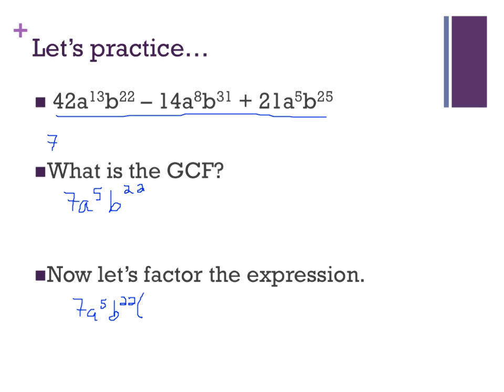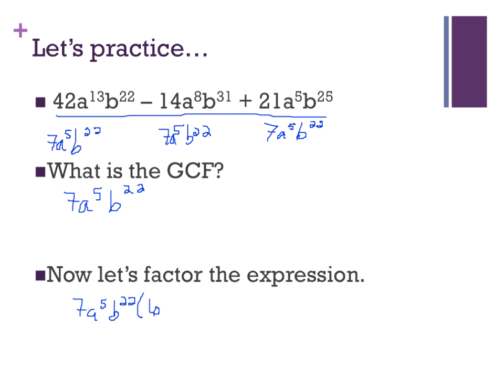In essence, I'm going to take 7, a to the 5th, b to the 22nd, and it's almost like I'm dividing each expression by it, because I want to know what I would have to multiply it by to get back to that same thing. So if you need to think of it, if I factor that out, I'm in essence dividing to see what's left over.